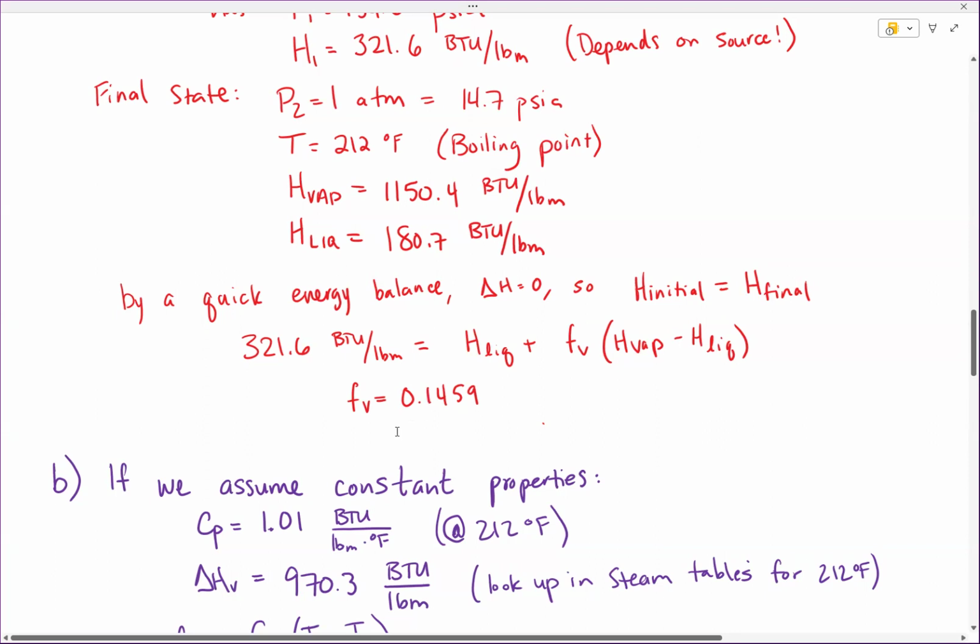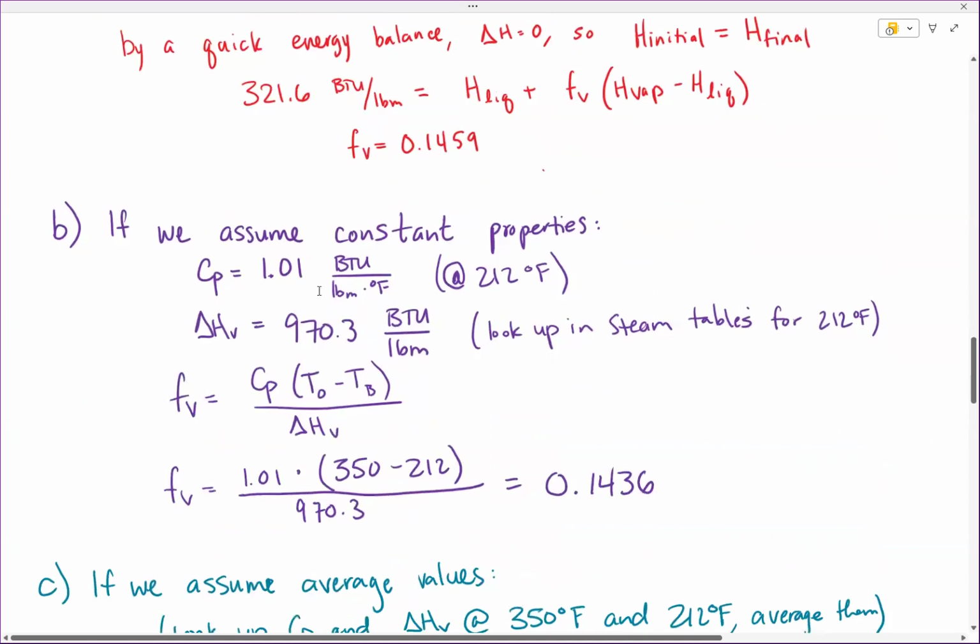If we assume constant properties, which is an even worse approximation because we're not doing the average properties, we can look these values up for water. The heat capacity is 1.01 BTU per pound degree Fahrenheit, and the enthalpy of vaporization is 970 BTUs per pound. These are also values that are available in the steam table. So I can evaluate the fraction that will evaporate, and I will get an answer that is pretty close, not exact, but keep in mind that this is a much easier calculation, and if we can get the same answer by doing less work, that's not necessarily a bad thing.